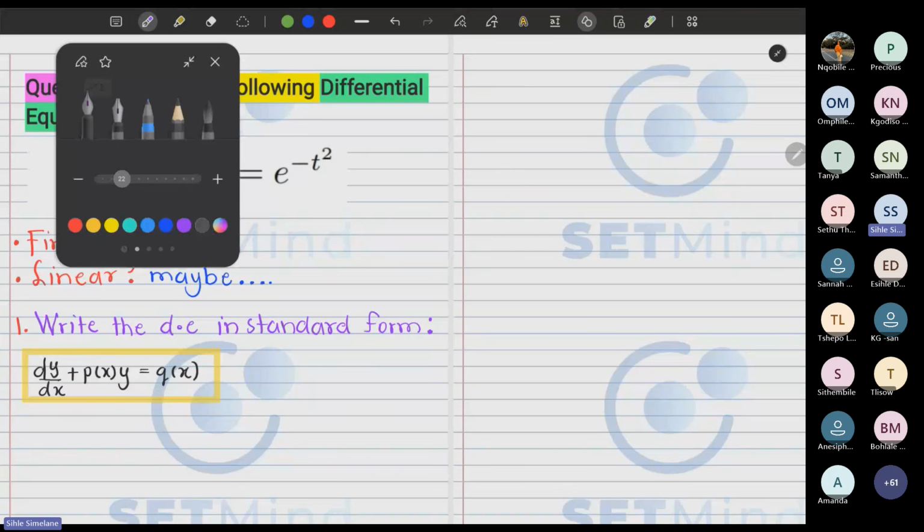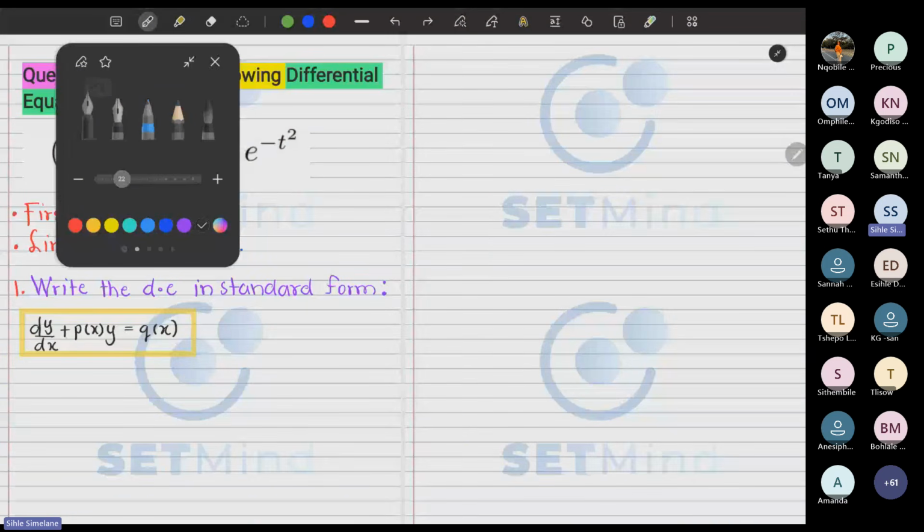Lucky enough, that one is already cleaned up. So our dy, sorry, should remove this now. So if you look at our standard form, it is going to be dy dx, well, not x, but t here. It's going to be dy dt, then plus 2t times y equals e to the negative t squared. So already this is in standard form. We are happy, okay?